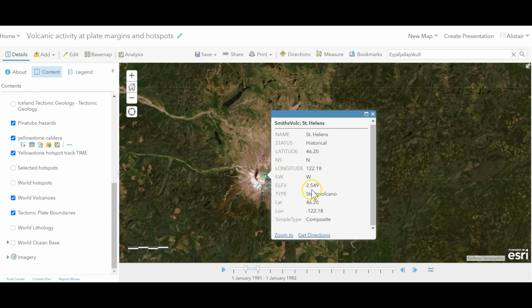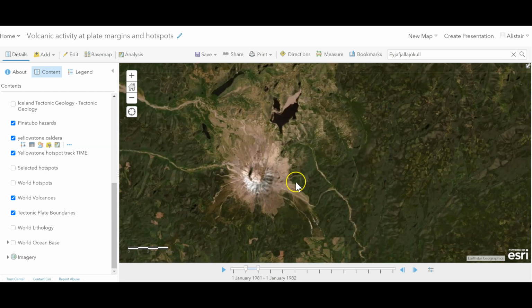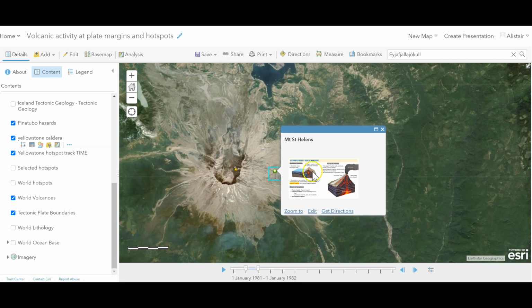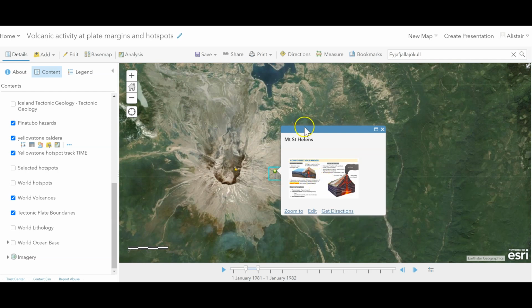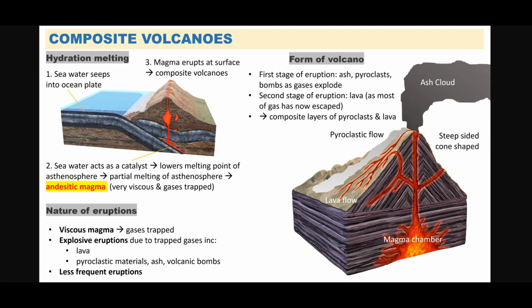Let's just check the height here. It's 2,549 meters high. Okay, so that's a good example of this very, very powerful, destructive, explosive volcanic eruption. But let's draw some general points about the kind of volcanicity that occurs at these destructive plate margins.